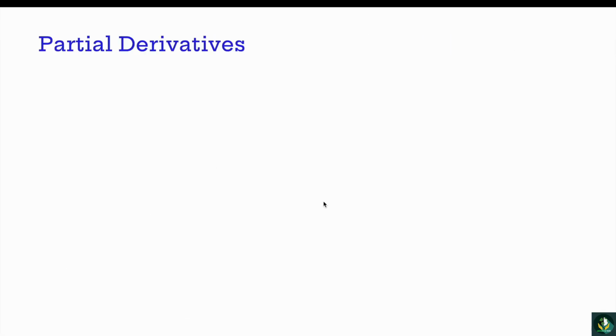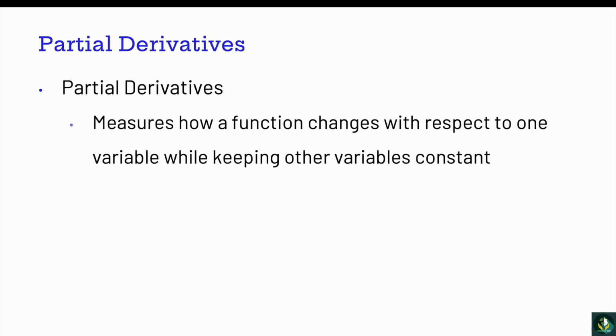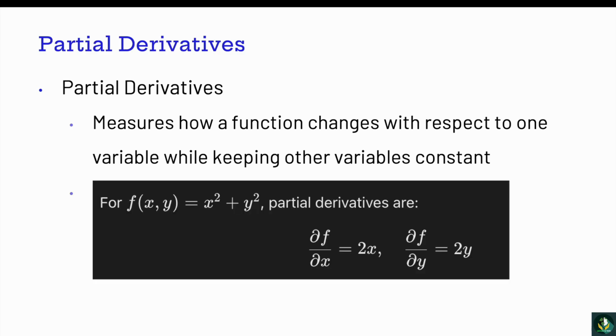We're going to jump into partial derivatives. Now, a partial derivative measures how a function changes with respect to one variable while keeping the other variable constant. So, for f of x equal to x square plus y square, the partial derivatives are defined as the partial derivative of f divided by partial derivative of x equal to 2x, and partial derivative of f divided by partial derivative of y equal to 2y.